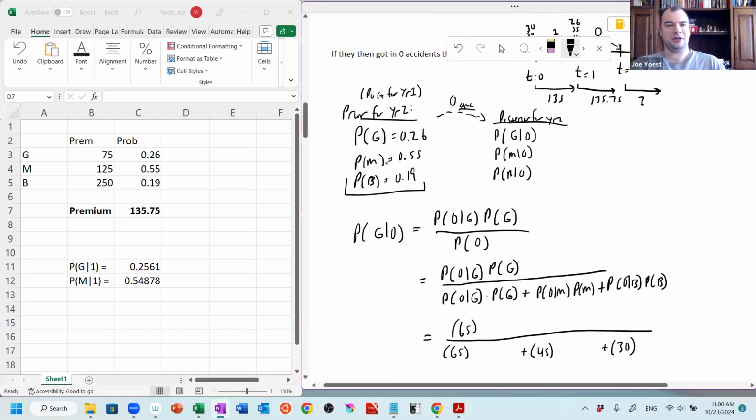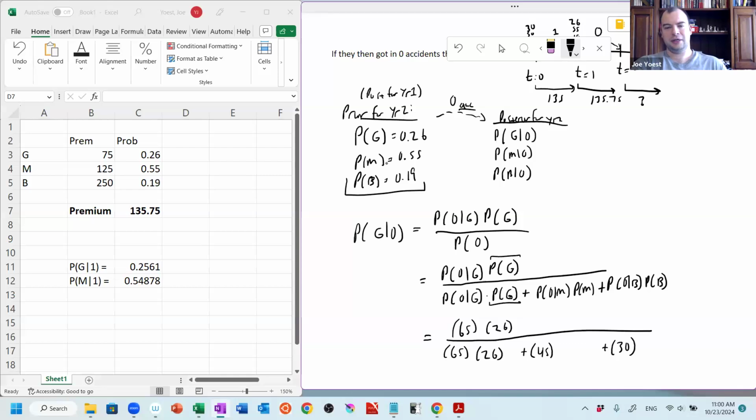Our prior probability of being a good driver, prior to this year 2 information of no accidents, is 0.26 or 26%. That goes here and here. Our prior probability of moderate driver is 0.55, 55%, and bad 19%.